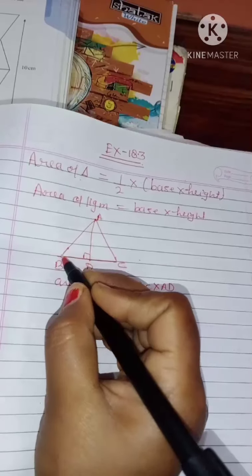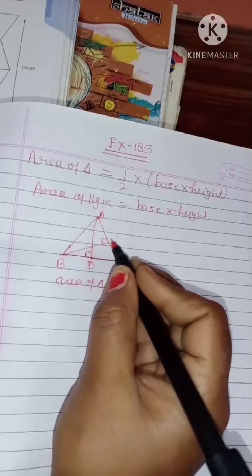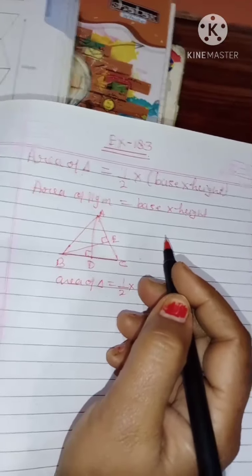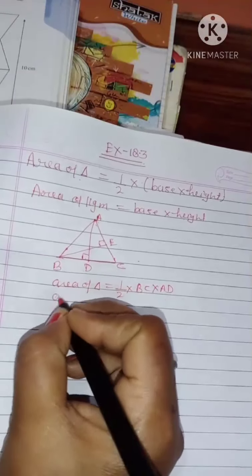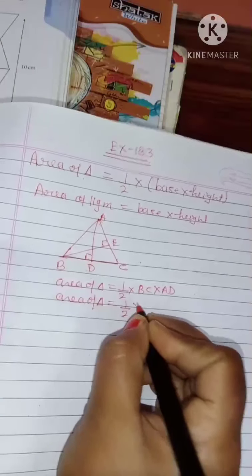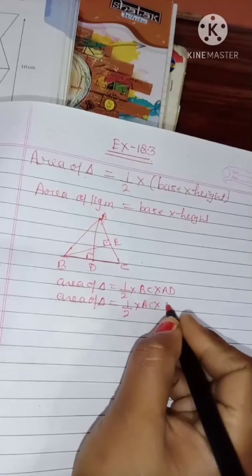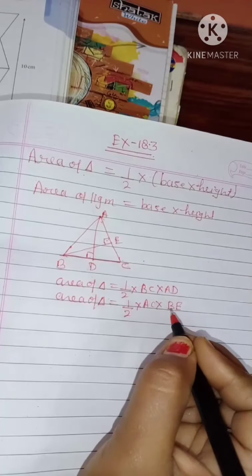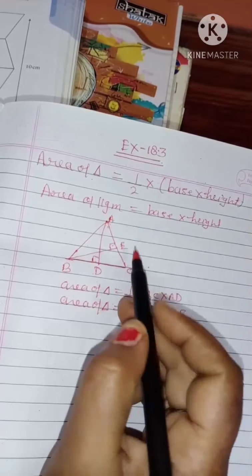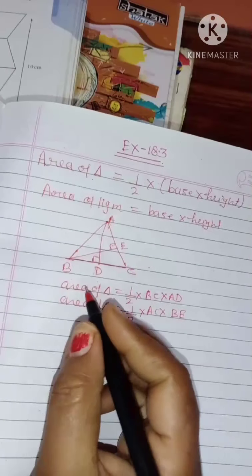If it is drawn in this way and here is the height, then which will be the base? AC will be the base. At that time the area of the triangle can be calculated as 1/2 base, which is AC, and height will be BE. So you have to keep in mind that the side on which the perpendicular is drawn becomes the base of the triangle.